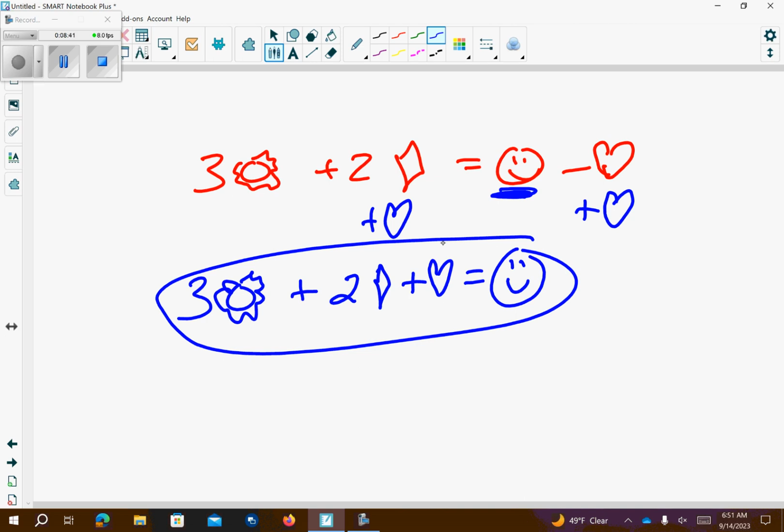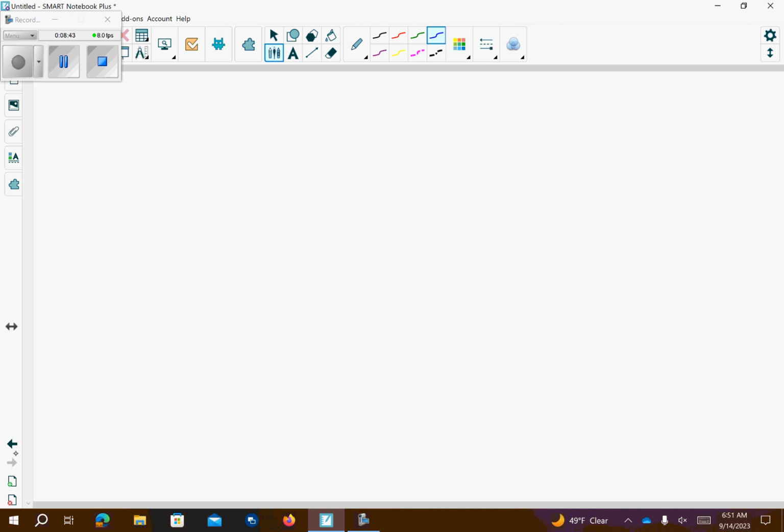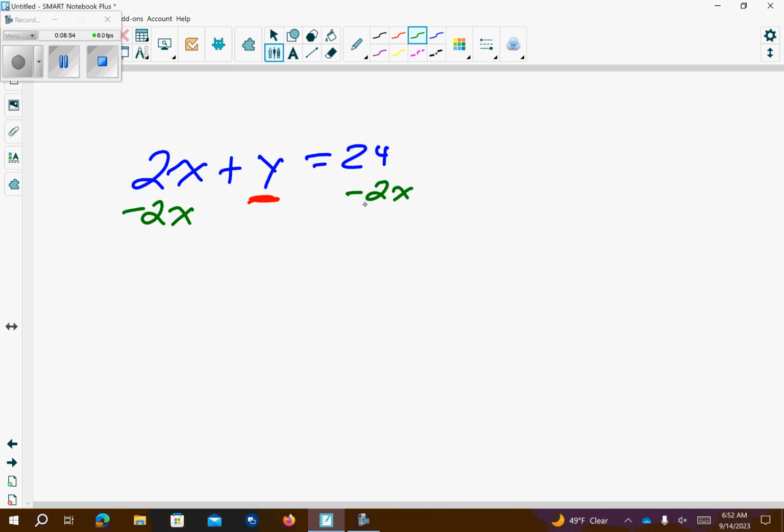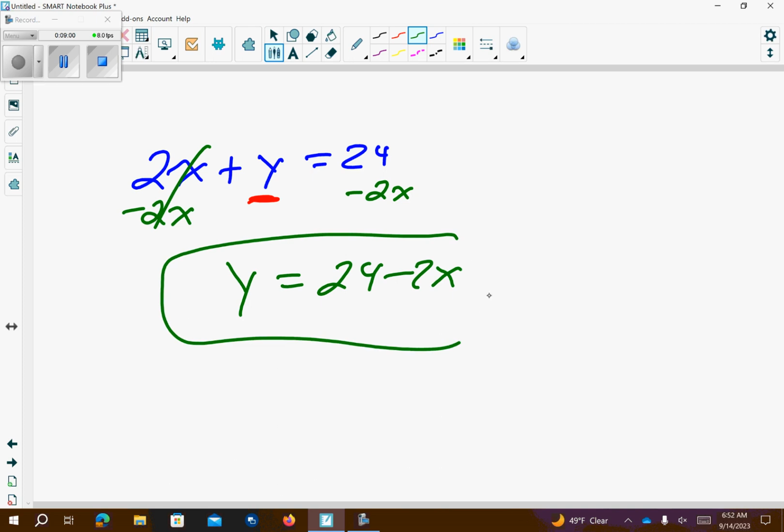So now we're going to change over to page 58. So we have 2x plus y is equal to 24. And we want to get y all by itself. So first thing I'm going to do is subtract 2x from both sides. Those cancel. So I get y equals 24 minus 2x. And that's done.